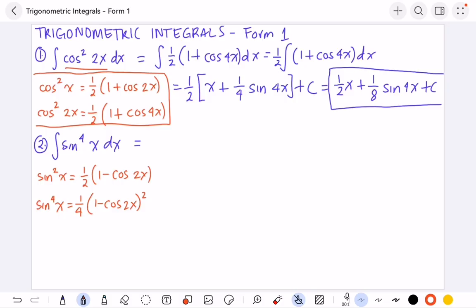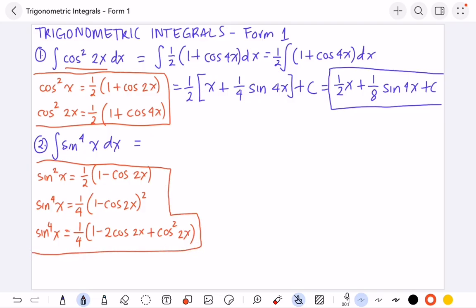Expanding the product, we have 1/4 times 1 minus 2 cosine of 2x plus the square of the last, so that is cosine square of 2x. That's it. So meaning this is our sine to the 4th x. Let me enclose this one. Now, what do we have here now?